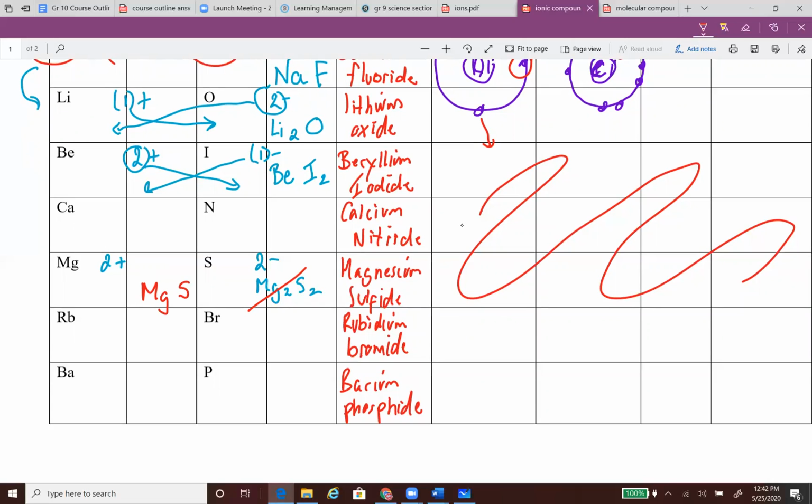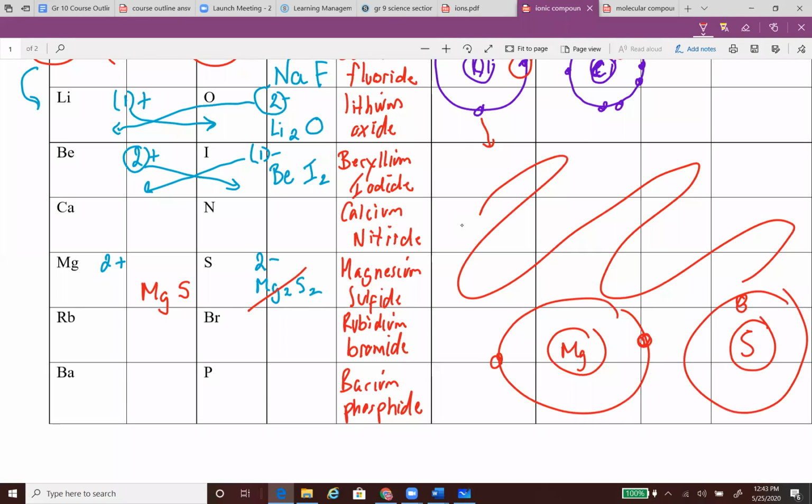Now, why does that make sense? Because if I draw magnesium, so let's say this is magnesium, right? And I just draw the valence shell. So it has 2 electrons, 1, 2. Now, sulfur has 6, just like oxygen. It's in the same family. 1, 2, 3, 4, 5, 6. So what does sulfur want?